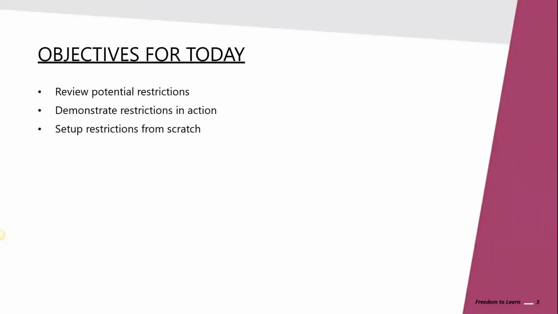So our objectives for today are fairly straightforward. We're going to review potential restrictions that we can use within Totara Learn in order to set up learning pathways for our users. We talk about learning pathways a fair amount, and there's a couple of different levels you can do them at in Totara. So today we're focusing specifically on the level within a course where we're actually setting a pathway through our content, our resources, and activities. So we'll talk through those potential restrictions. I'm going to demonstrate some of them in action, and we're going to walk through setting some up from scratch, just so you get a good feel for it.